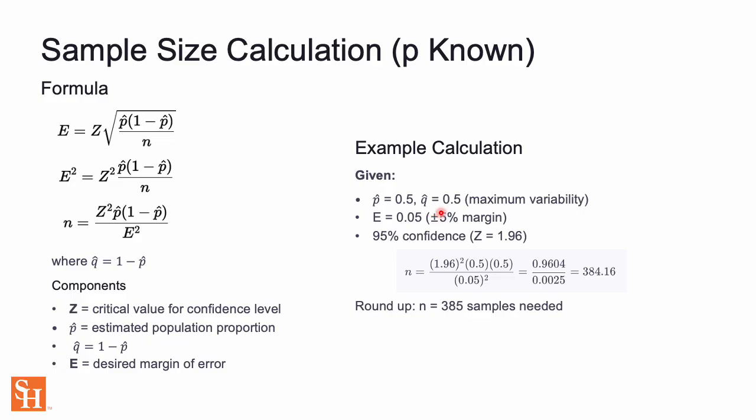So you can see here, this is the critical value, this is p, this is q, and this is the margin of error, right? And if you plug all of these values into this formula, you'll get the result, and then you can calculate the desired sample size, right?